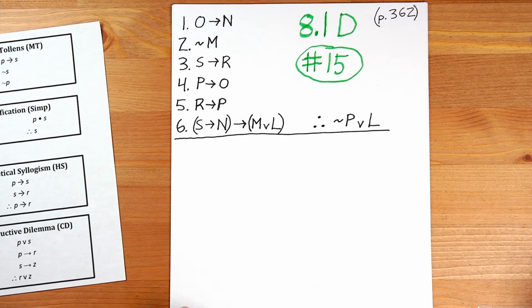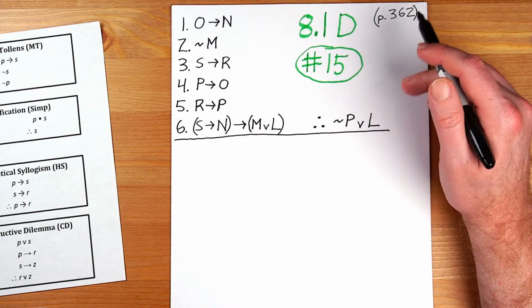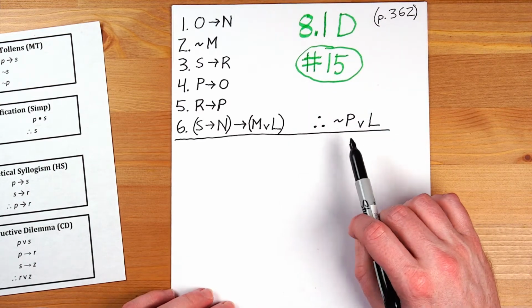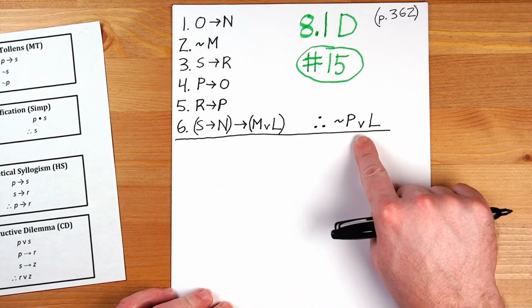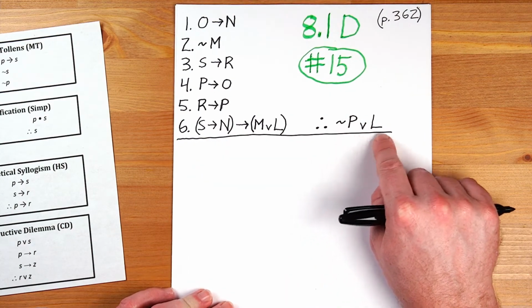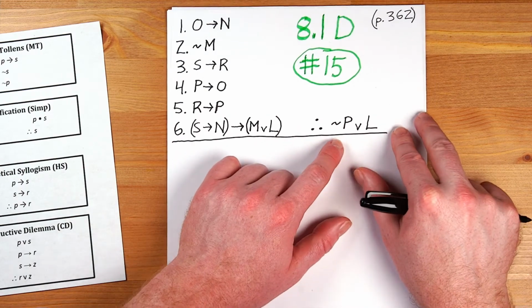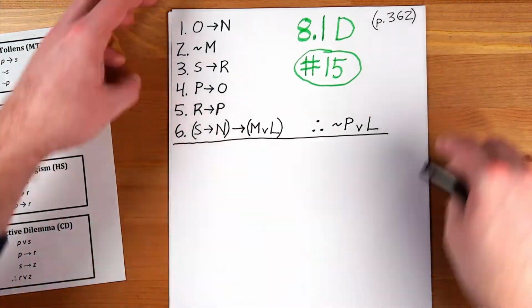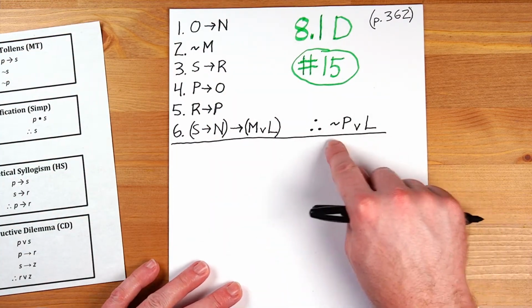Let's try number 15, again in exercise set D. This one, we got a lot more premises, or at least a little bit more. We're trying to prove a disjunction. Now, with the rules we have so far, just our implication rules, we don't have a whole lot we can do to get a disjunction.